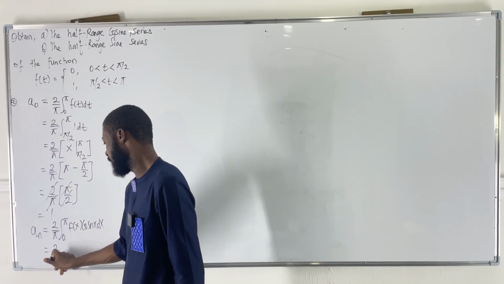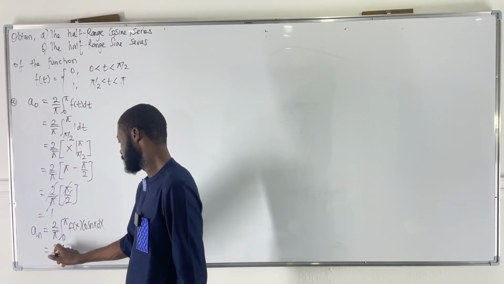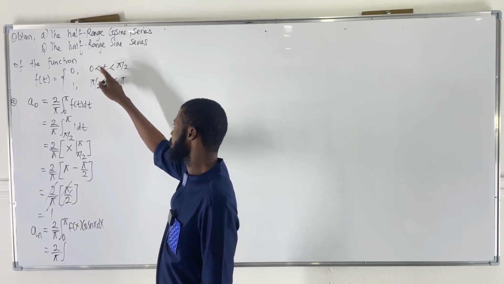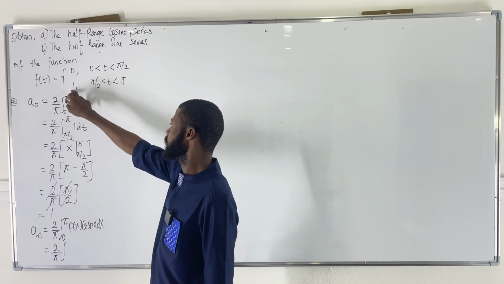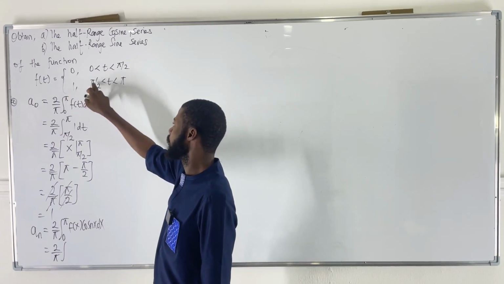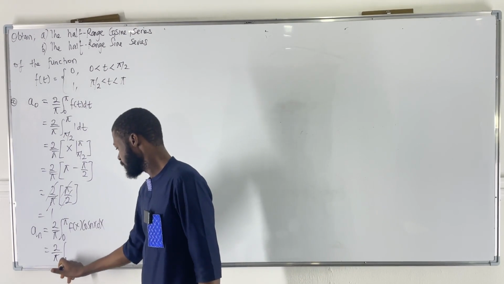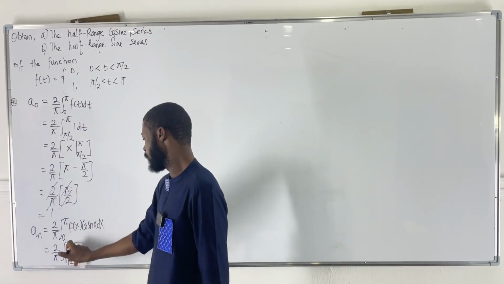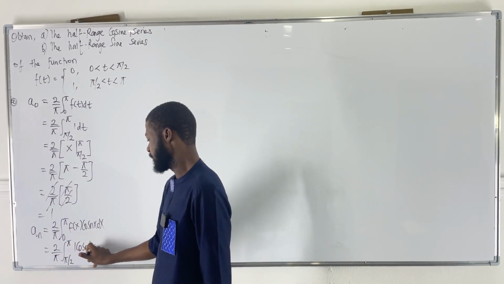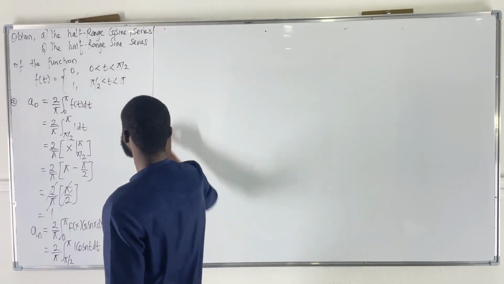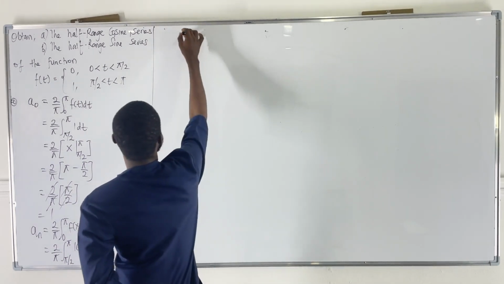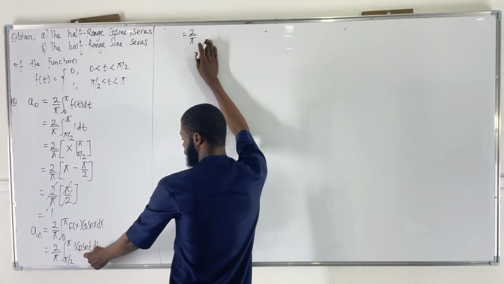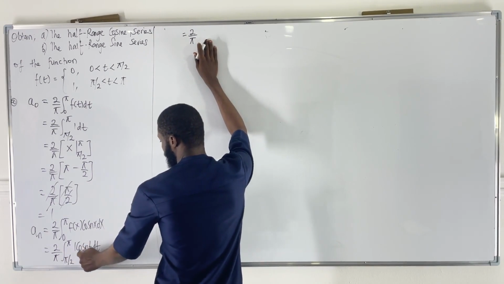So this will be 2 over pi. Then we have the integral. Again, remember that 0 to pi over 2 is nothing, so we're going to throw it away. We're going to only use this one, and the one here is from pi over 2 to pi. Now f of t was 1. So this will be 1 cos nt dt. All right. Now this will become 2 over pi. Now 1 times anything is that same thing, so we're just going to be integrating cos nt.